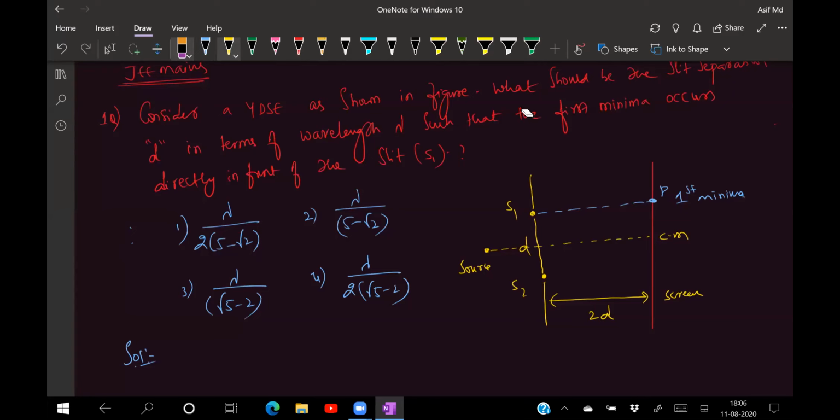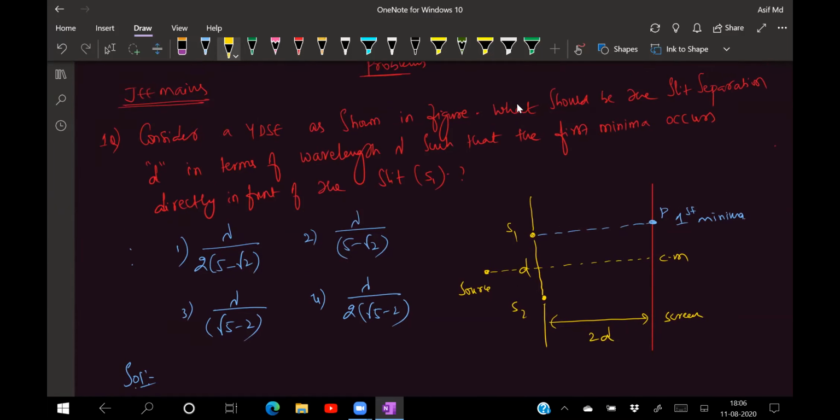Consider the question. Consider a YDSE as shown in the figure. What should be the slit separation small d in terms of wavelength λ such that the first minima is occurring directly in front of the slit S1? Which option?